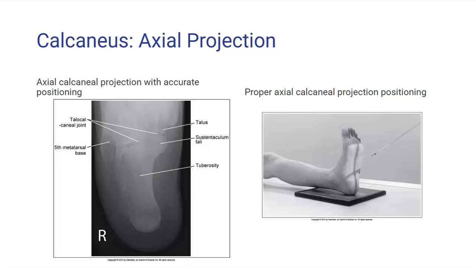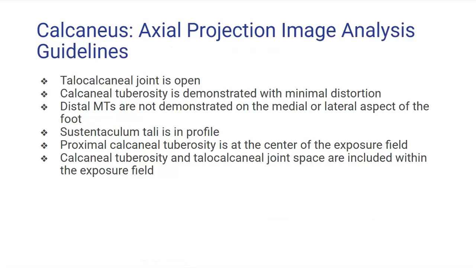The proximal calcaneal tuberosity is at the center of the exposure field. The calcaneal tuberosity and talocalcaneal joint spaces are included within the exposure field. Here are those guidelines for your review.